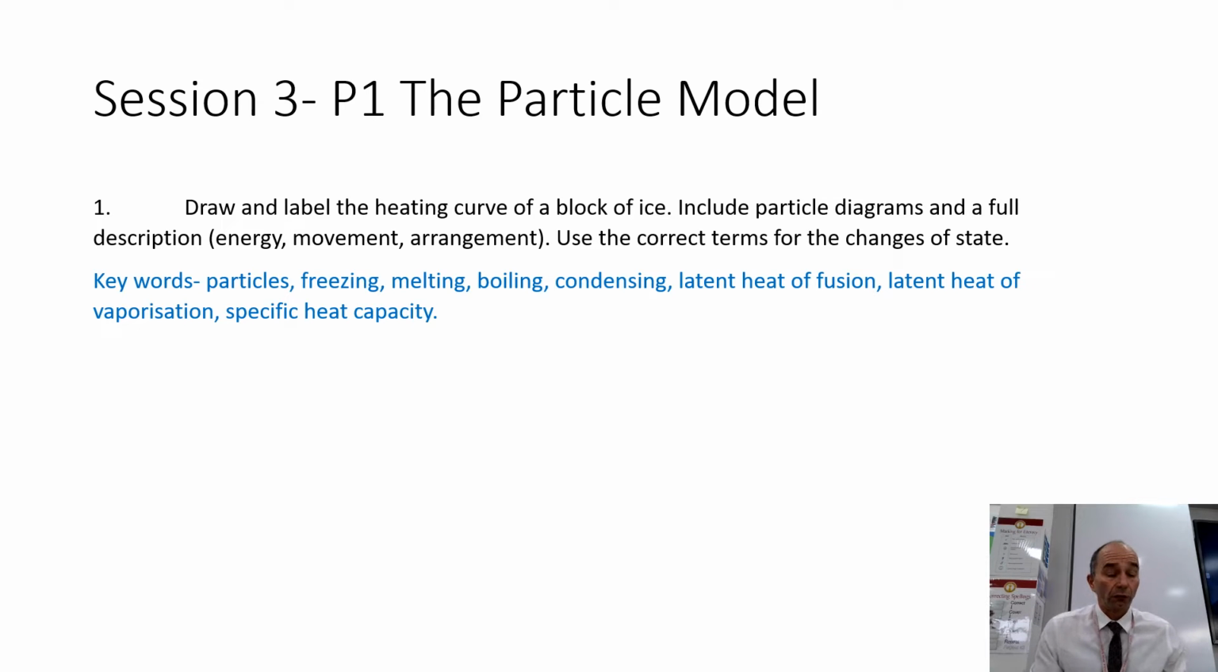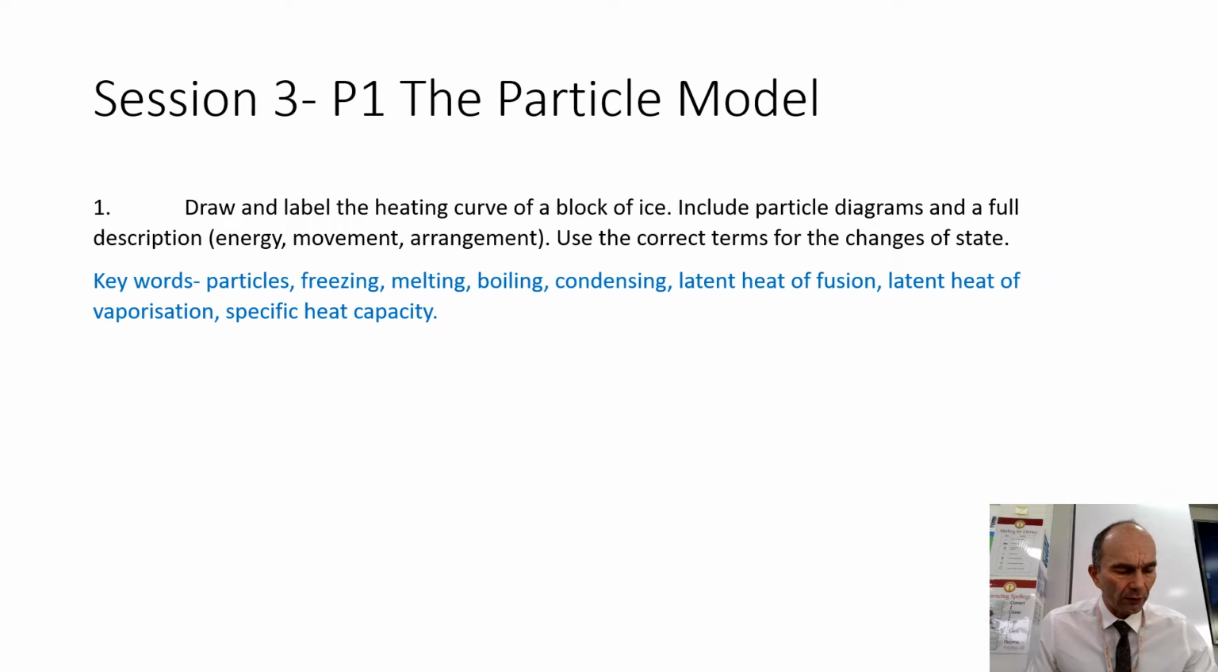First of all, you're going to draw and label the heating curve of a block of ice. You need to include particle diagrams and a full description of each state. So think about that in terms of energy, movement and the arrangement of the particles. You need to be using the correct terms for the changes of state.